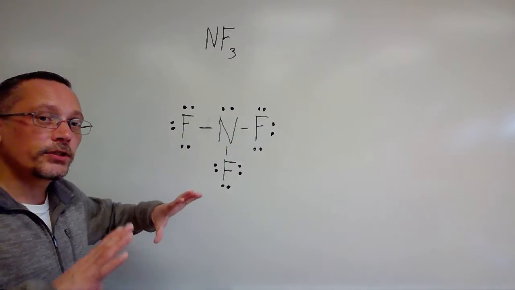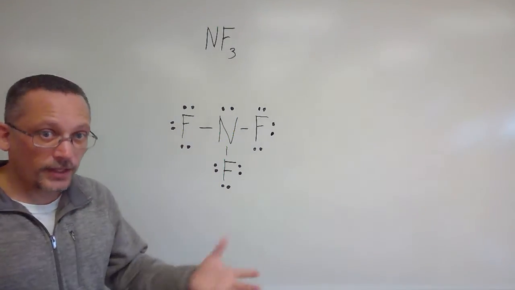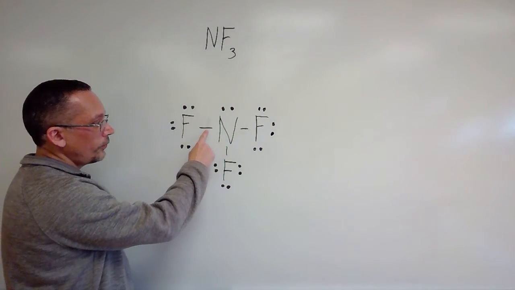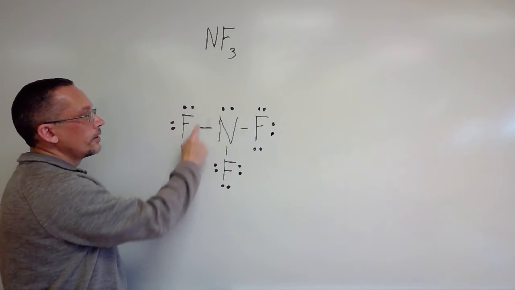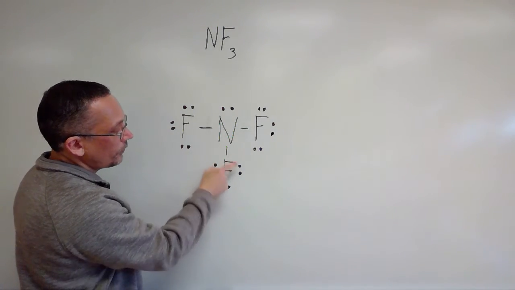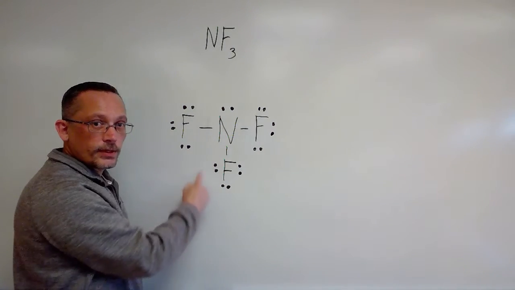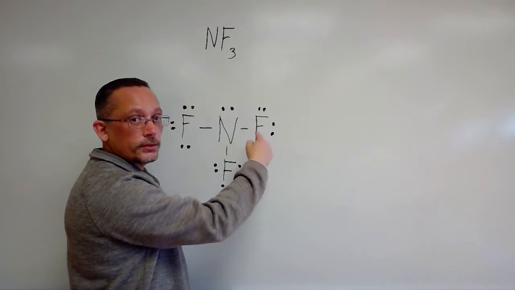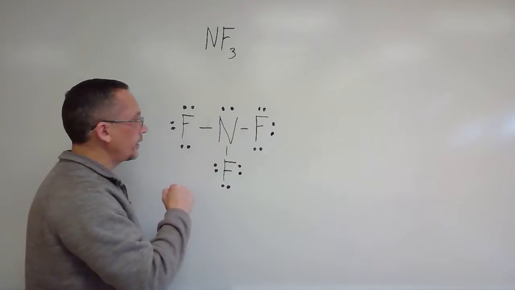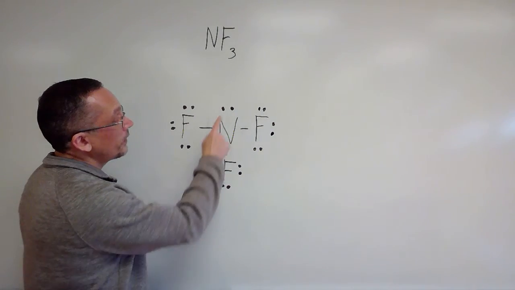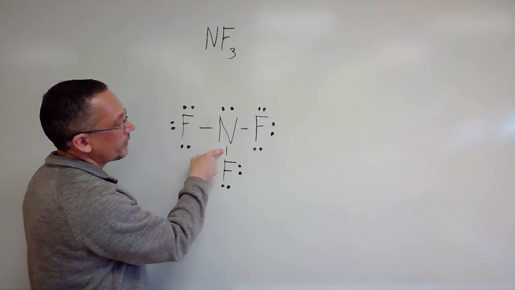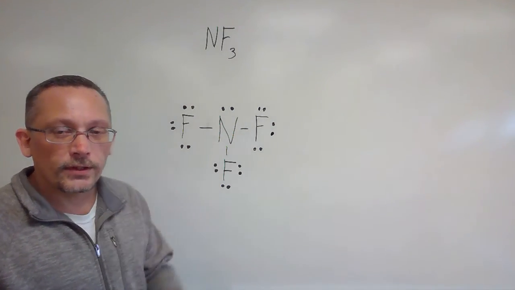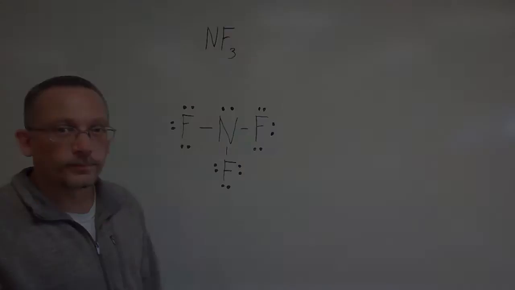So let's take a look. Let's make sure each one of them has 8 electrons around it. And remember, a bond is 2. Okay, so here's 2, 4, 6, 8. So this one has 8. There's 2, 4, 6, 8. So this one has 8. This one has 2, 4, 6, 8. So it's got 8. And what about the nitrogen in the middle? Remember, it started with 5, but now it has 2, 4, 6, 8. So now they're all good. They all have 8 electrons around them. So there we go. That is a Lewis structure.